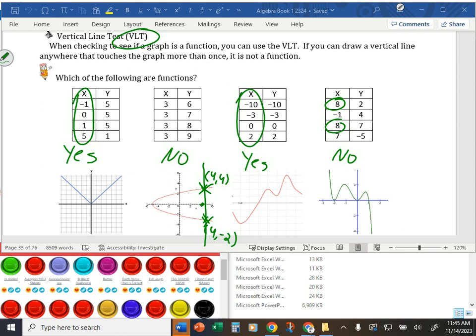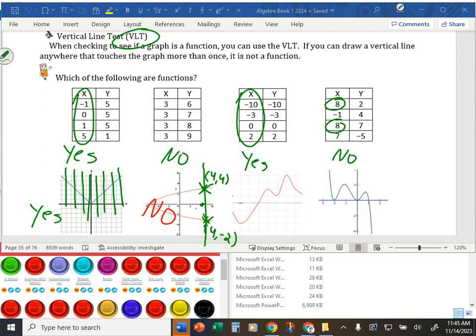Okay? All these other ones that are here, I can put a vertical line through as many times as I want to, and I'm only going to hit the graph in one place each time. That's because x does not repeat itself. There's only one y value for every x. It doesn't fold over itself. It doesn't overlap itself. Okay? So this one would be a function. This one is not a function.